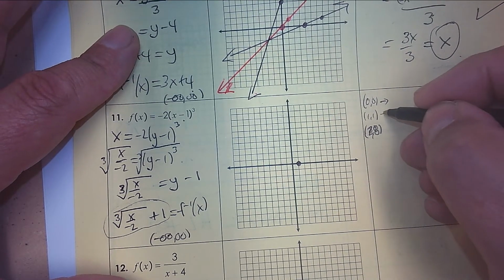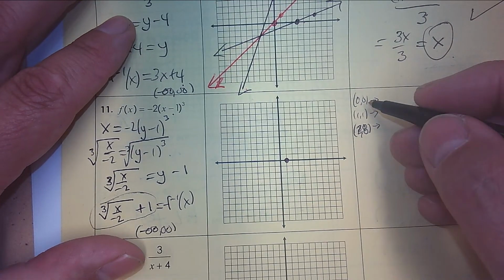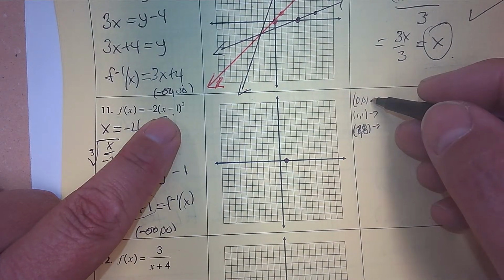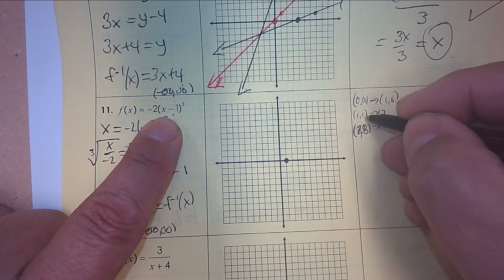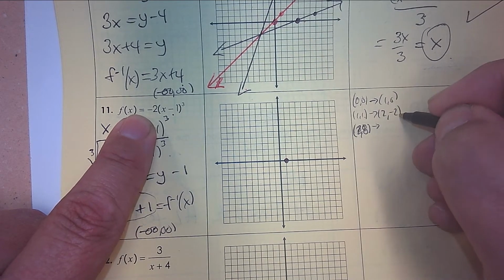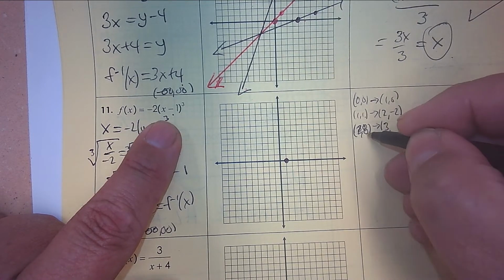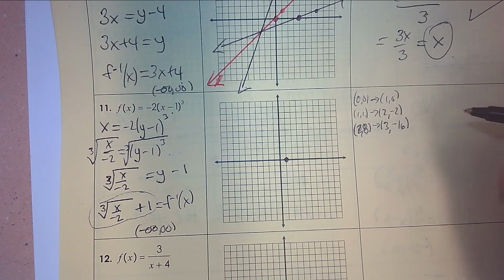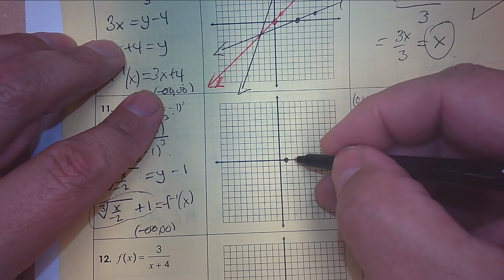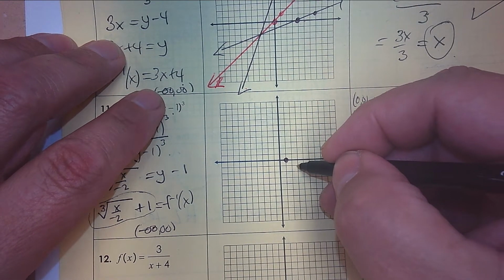And I'm going to transform them. So 0, 0 became 1 and 0. The next one, add 1 and it's 2. 1 times negative 2. 2 plus 1 is 3. 8 times negative 2 is negative 16. That's going to be off my graph. But 1, 0, and 2, negative 2, I can definitely do.